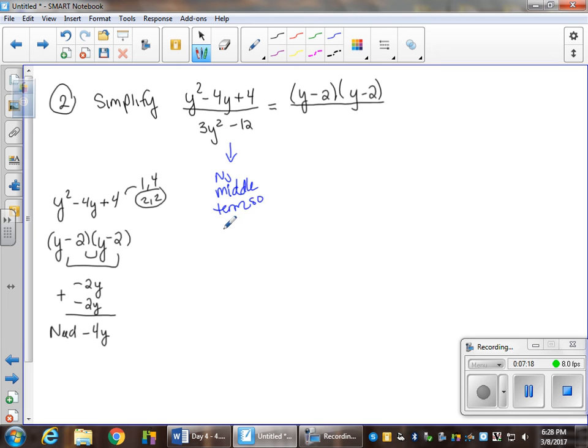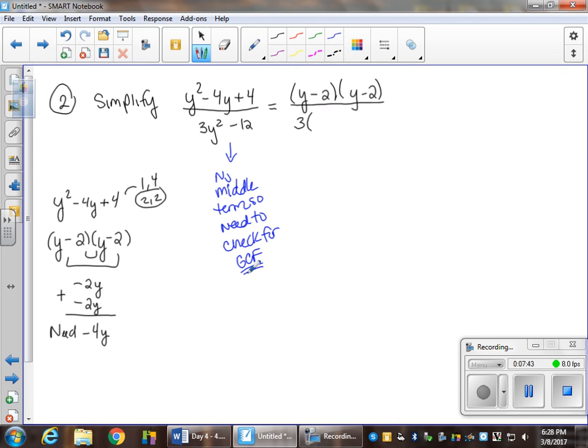So, need to check for greatest common factor. Okay. So I have a 3 and a 12, which makes me think, hey, those are both divisible by 3. This has y squared. This has no y's, so I can only factor out a 3.